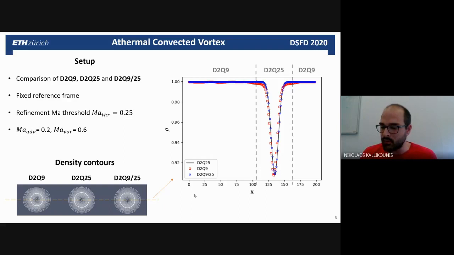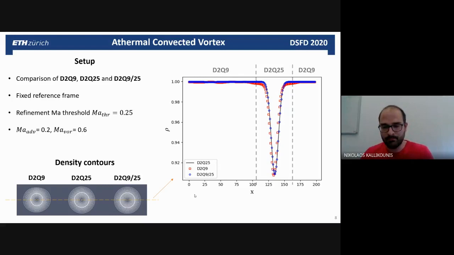The black solid line represents the D2Q25 simulation, the red squares the D2Q9, and the blue circles the multiscale case. For the multiscale simulation, the gray vertical lines indicate the interface of the different velocity sets. And we can see that the multiscale case and the high order agree very well, while the low order shows deviations.